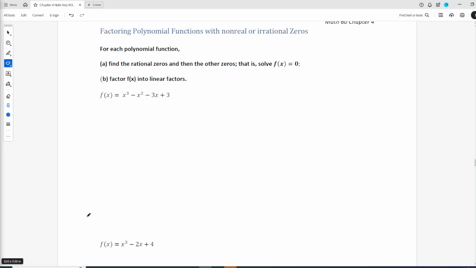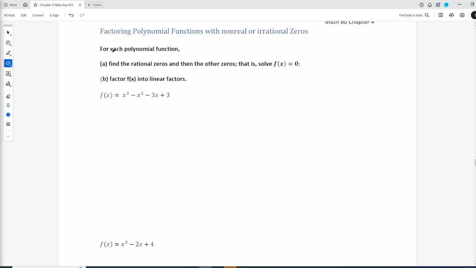Every single one that we did in 4.3, I think it was, you always ended up with a quadratic that could factor. All that's going to be different today is that when you get to your quadratic, you're going to have to figure out what the other zeros are and then potentially write them as a product of linear factors. So here's what the questions will read.